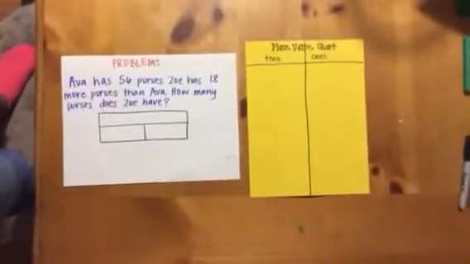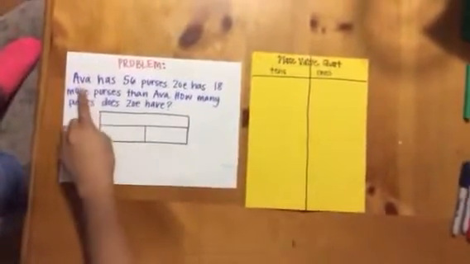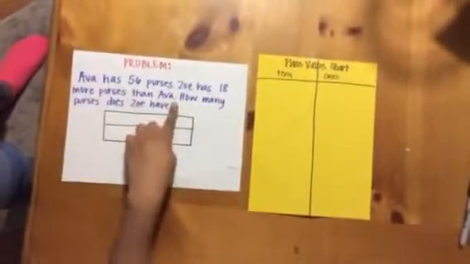Okay, second graders, we're going to work on another math problem. Let's first read out loud our math problem. It says Ava has 56 purses. Zoe has 18 more purses than Ava. How many purses does Zoe have?